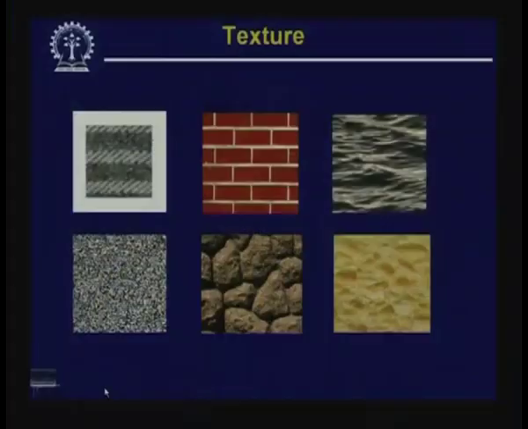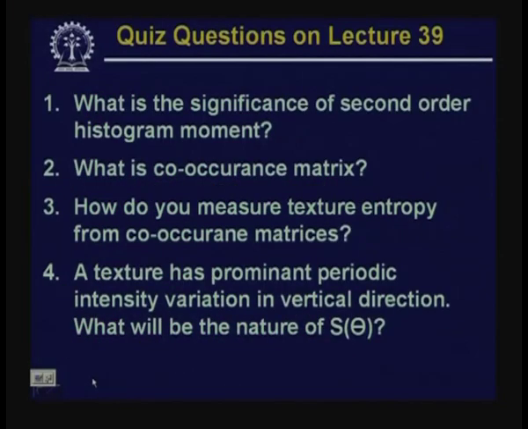Now, let us see some quiz questions from today's lecture. First question: what is the significance of second order histogram moment? The second question: what is co-occurrence matrix? Third question: how do you measure texture entropy from co-occurrence matrices? The fourth question: a texture has prominent periodic intensity variation in vertical direction. What will be the nature of S theta?